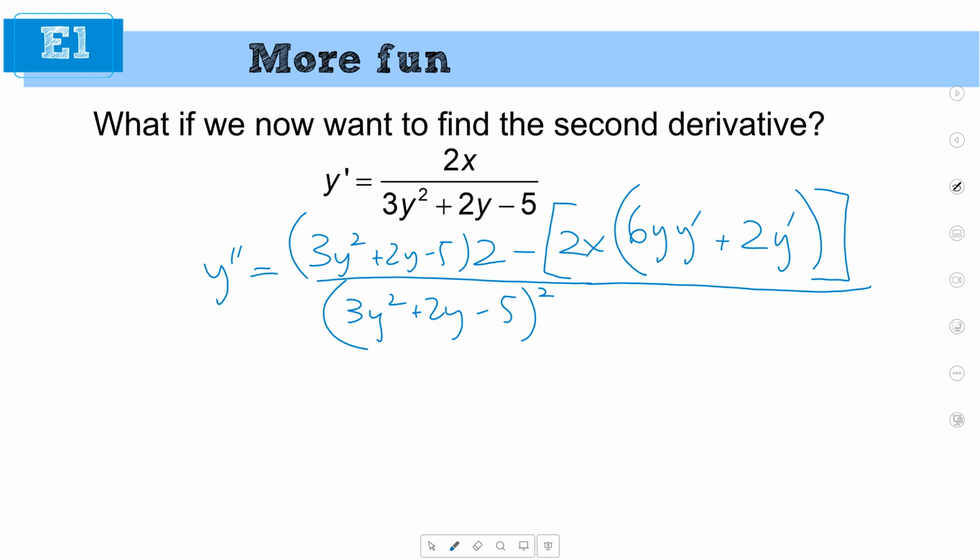Now this is kind of nice because I have the y double prime isolated, so I don't have to do much else, except for one small thing. What's y prime?